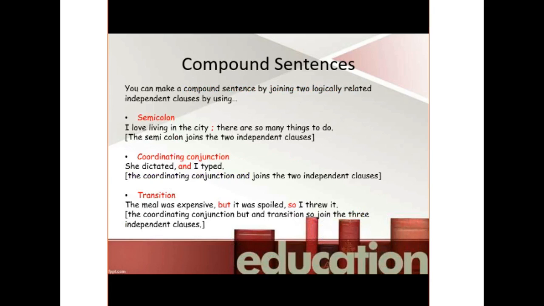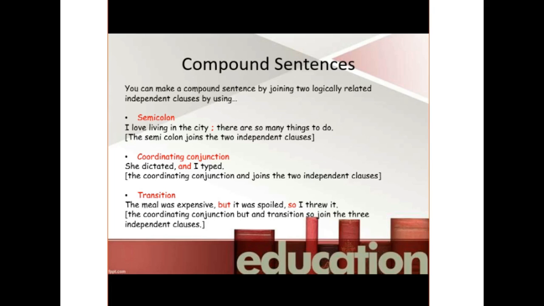You can make a compound sentence by joining two logically related independent clauses by using, first, a semicolon. Example: I love living in the city; there are so many things to do. So the semicolon joins the two independent clauses in this example.